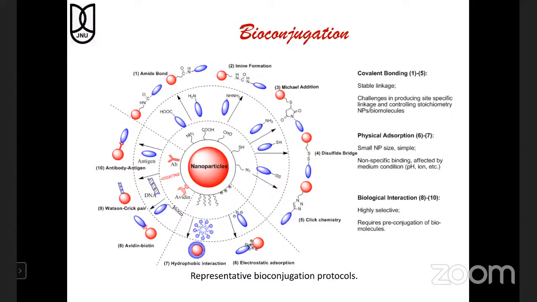So on the basis of this chemistry, like the surface group on the nanomaterials and the functional group on the second molecules which are going to functionalize these nanomaterials, the chemistry can be planned. There are also some biological interactions available in the literature. They provide very strong bonds, like antigen-antibody, Watson-Crick pairs, and avidin-biotin. Avidin and biotin is a well-known chemistry that people use for binding of molecules.